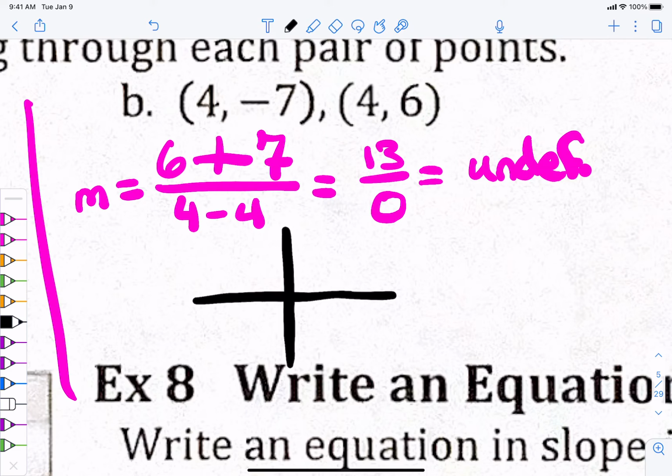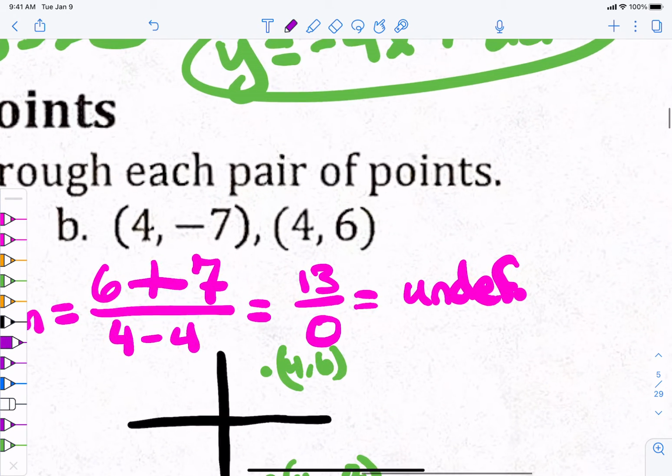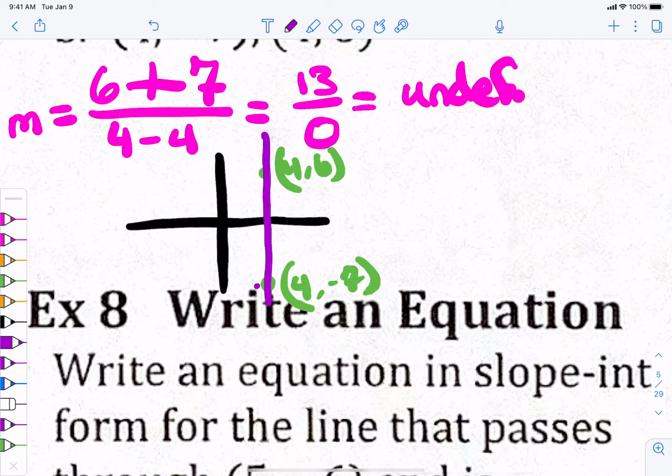Rather than trying to write the equation out, let's graph the 2 points, okay? So 4, -7 would be down over here, right? And then 4, 6 would be somewhere up here, right? What's that line going to look like? It's just a straight line, straight up and down, right? Do you know what the equation of that line looks like?